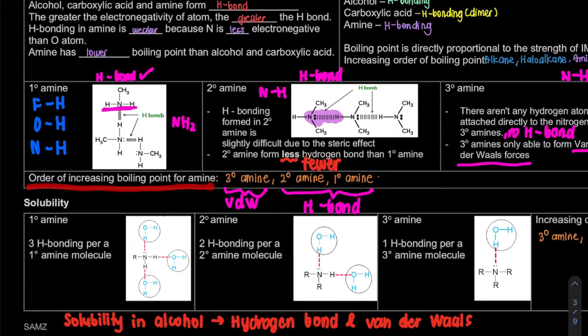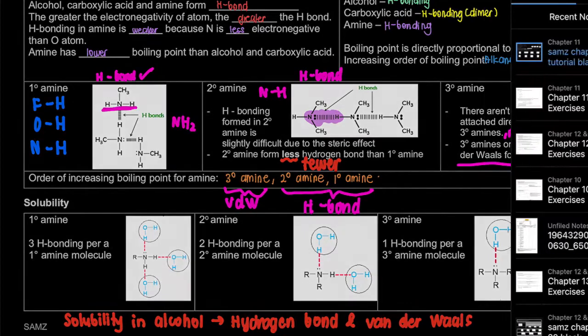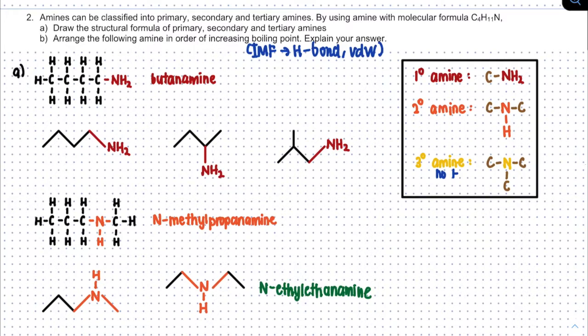Order of increasing boiling point for amine, it will be tertiary amine is the weakest one sebab hanya van der Waals sahaja. Okay, followed by secondary amine. Okay, secondary amine is strong juga because it has hydrogen bond tapi dia boleh form fewer than the primary amine. Primary amine ni boleh form lagi banyak lagi. So that's why it is the strongest one. Okay, so how about the explanation? Okay, for the question itself tadi, dia minta arrange the following amine in order of increasing boiling point. Okay, ikutlah kamu nak base upon naming yang kamu dah buat ataupun just in order buat yang primary, secondary, tertiary.